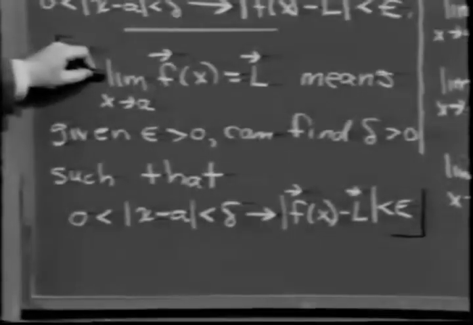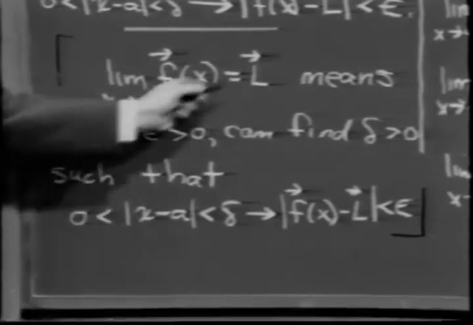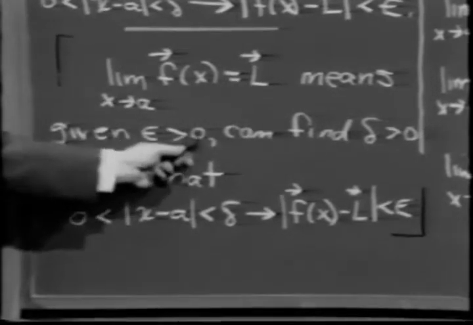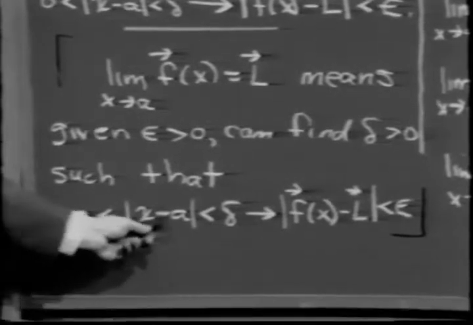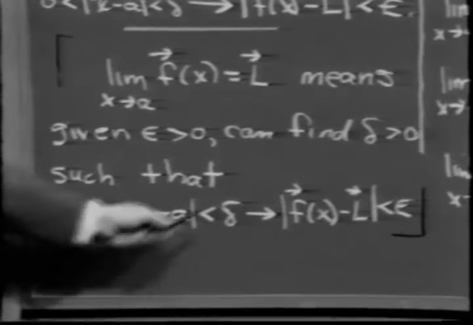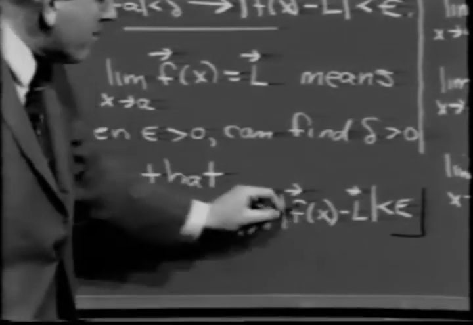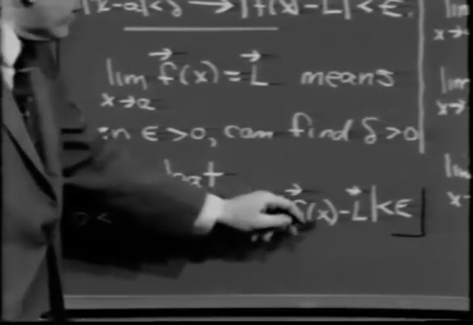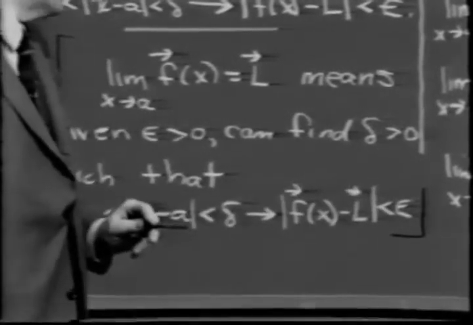Namely, I am going to give as my rigorous definition of the limit of f of x as x approaches a equals the vector L. It's going to mean what? Given epsilon greater than 0, I can find delta greater than 0 such that whenever the absolute value of x minus a is less than delta but greater than 0, the implication is that the magnitude (I don't say absolute value now, because I'm not dealing with numbers; these are vectors) of f of x minus L must be less than epsilon.